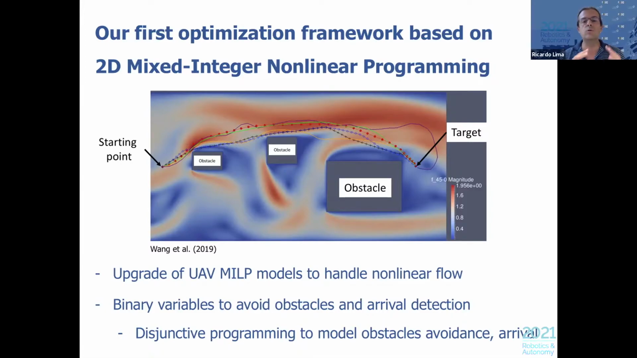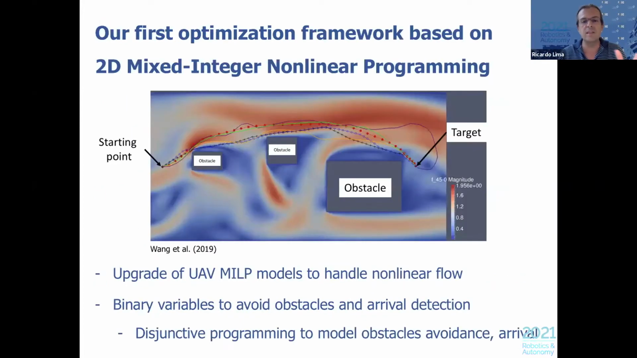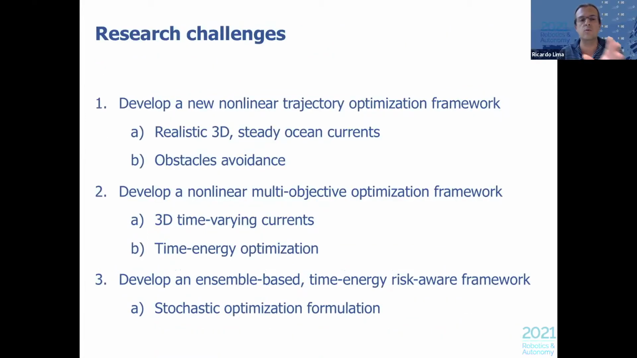But in fact, what we wanted was to move from this synthetic case study to the real world, to the Red Sea, right? So what are some of the research challenges when we try to go from this type of formulation and case study to the real world? So our first challenge was to develop a non-linear trajectory optimization framework without the binary variables, but that can handle realistic 3D steady ocean currents and some strategy to avoid the obstacles. And so this was the first research challenge that we wanted to overcome.